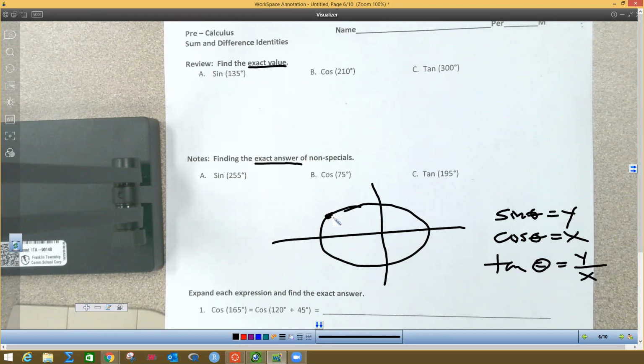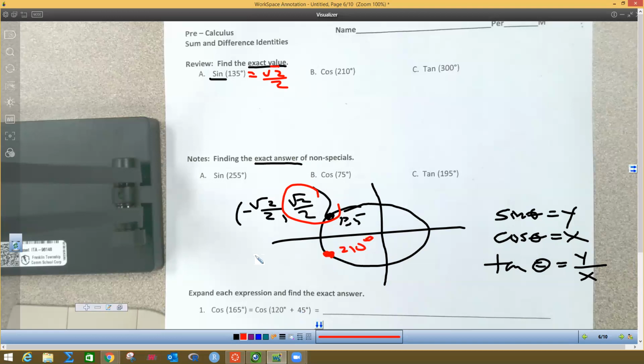So you go to 135 degrees, which is right here on your unit circle, and the ordered pair you get right there is negative radical 2 over 2 and radical 2 over 2. This says sine. So you know sine is y, so you go to the y value, and this is your answer. So this will be radical 2 over 2. 210 degrees is right here. And if you go to 210 degrees, the ordered pair of these is negative radical 3 over 2 and negative 1/2. And you're supposed to know that cosine is the x value. So here's the x value, so that's the answer for this.